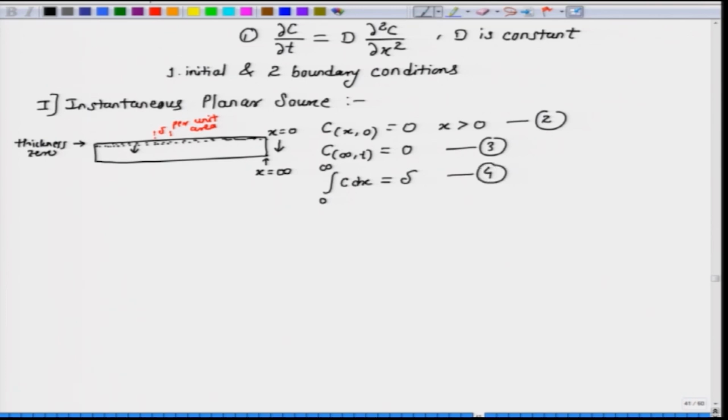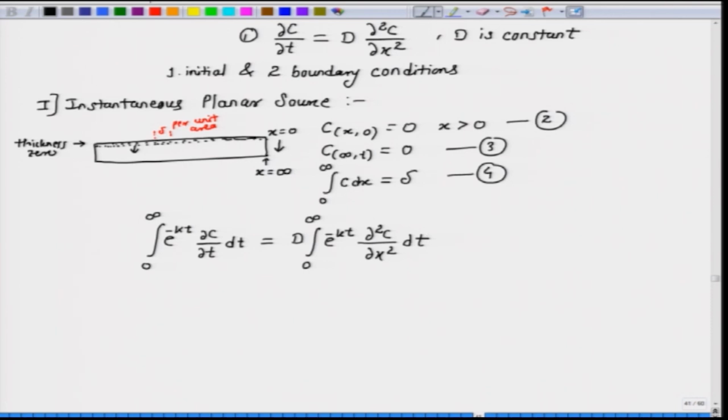Now, we will make use of Laplace transform to solve this. To do that, we multiply both sides of equation 1 with e to power minus k t and integrate within the limits of time equal to 0 to infinity. Integral 0 to infinity e to power minus k t dou c by dou t dt equal to, since D is constant, we can take it outside, integral 0 to infinity e to power minus k t dou 2 c by dou x 2 dt.